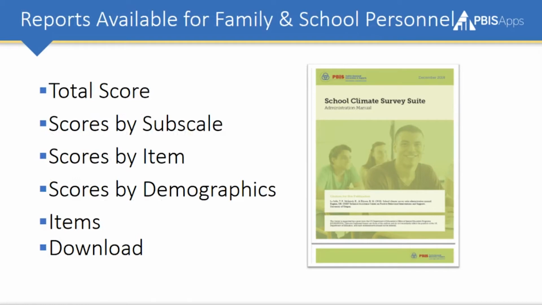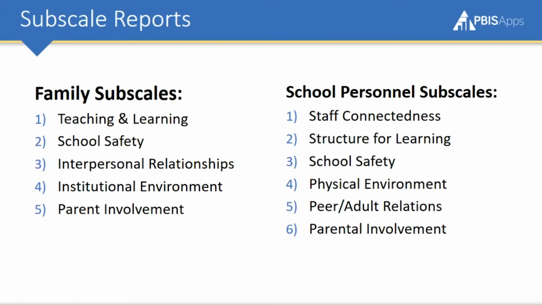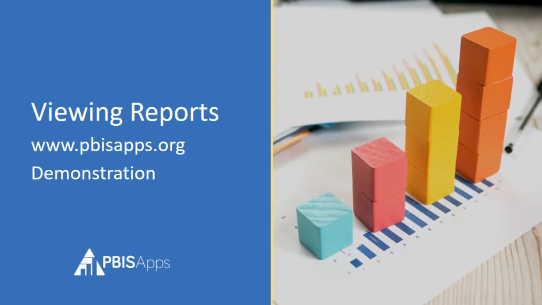This shows the reports for the family and school personnel surveys. They do also include subscale scores. The family and school personnel subscales are similar, but they vary to capture specific information for families and school personnel roles. I will log into our PBIS application site to demonstrate how to access, view, and print reports.